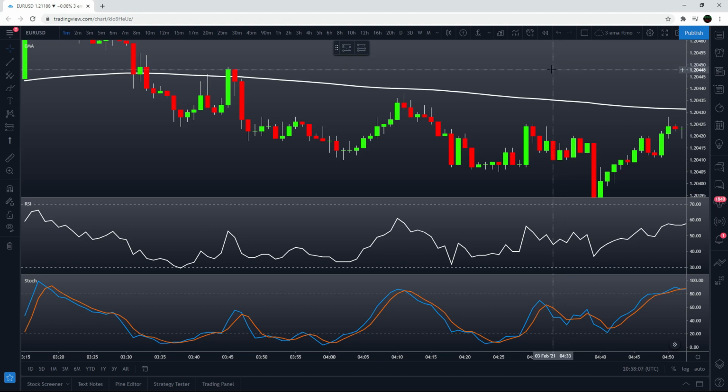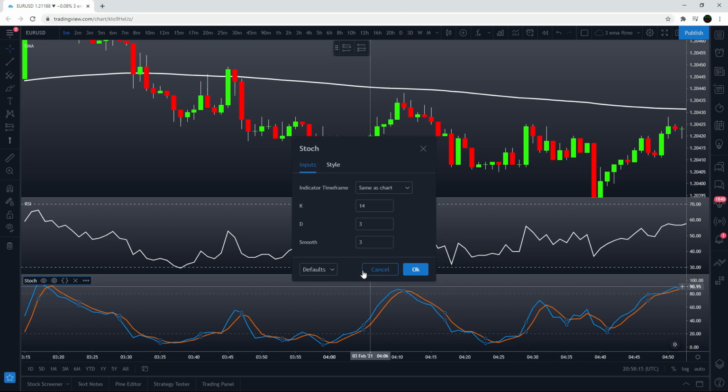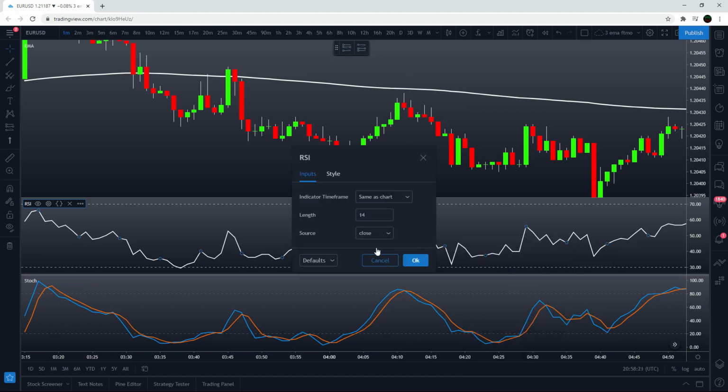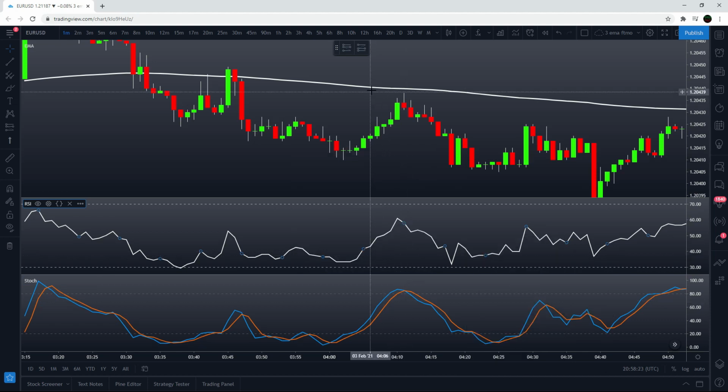So I'm on the 1 minute chart. I'm on euro dollar, and we have the 200 EMA, the RSI, and the stochastic. The stochastic settings are as follows: 14, 3, and 3. And then RSI is just period 14 default, and then the 200 EMA. So first thing is that the 200 EMA is acting as the trend direction indicator, so you can only take longs when price is over the 200 EMA. You can only take shorts when price is under the 200 EMA.